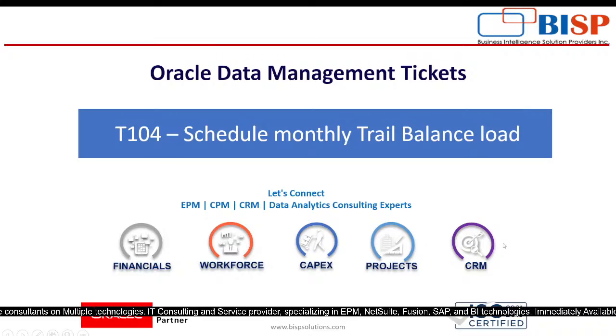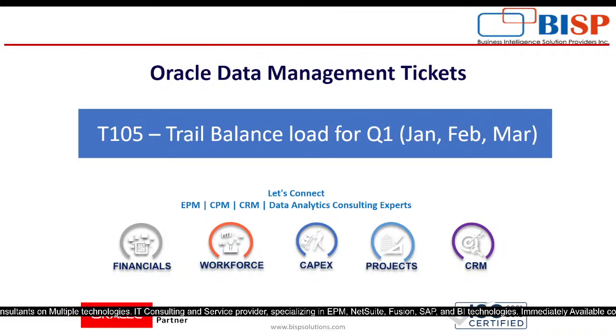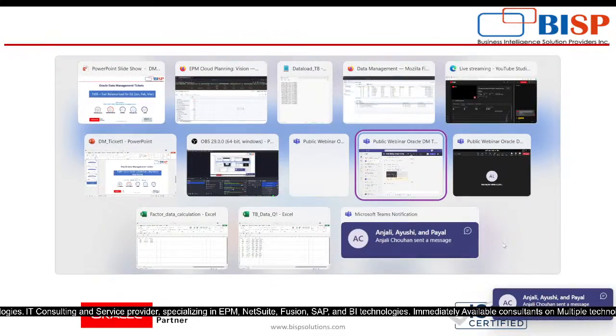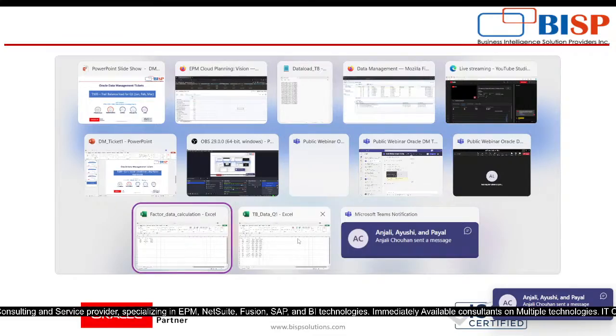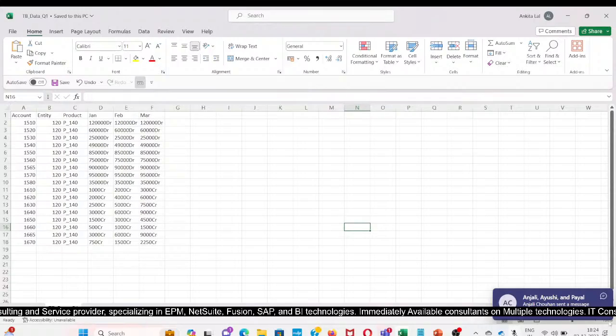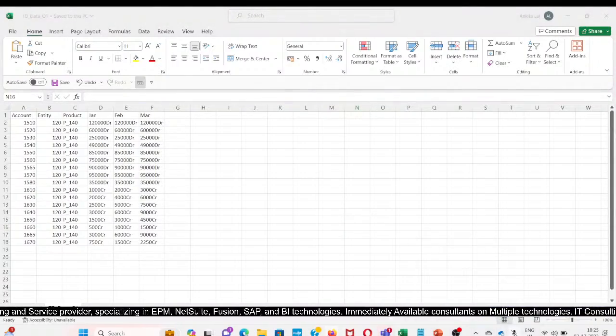Now we will move forward to our next ticket, which is trial balance load for quarter one, that is January, February, March. Here we are going to understand how to load a trial balance of multiple periods using a multi-column data file. So let me first show you the data file here. So here we have our data file with us.